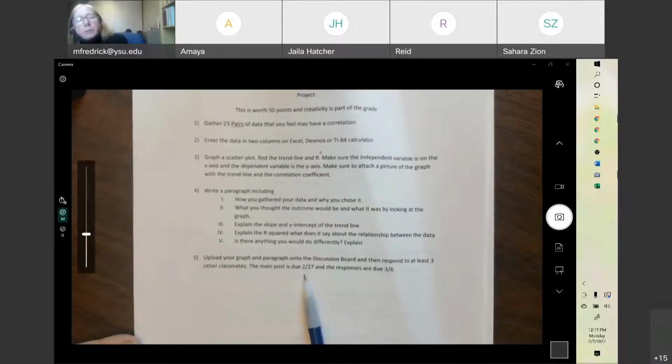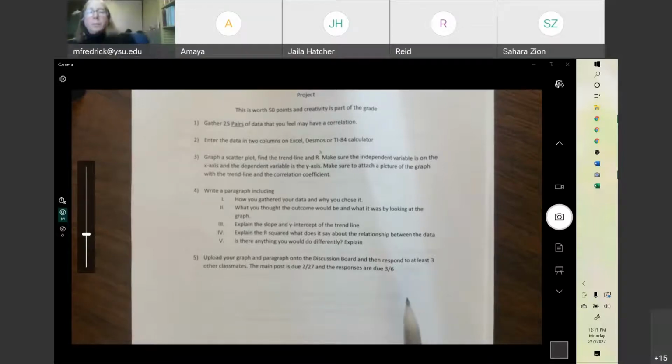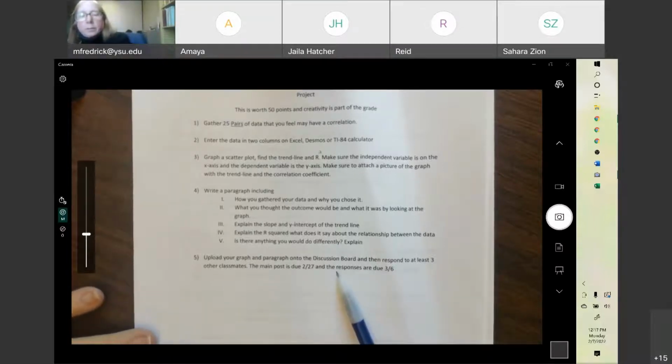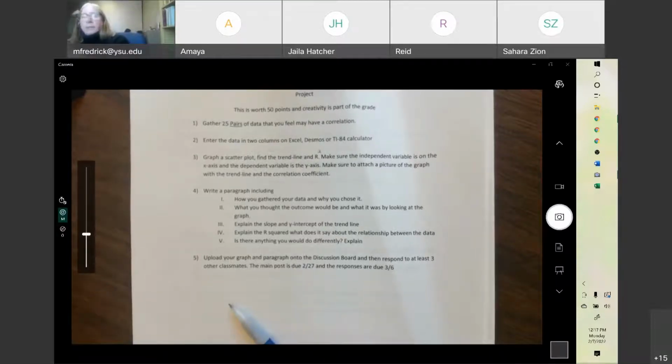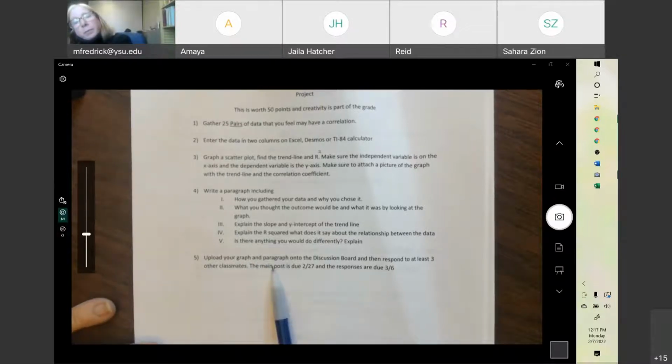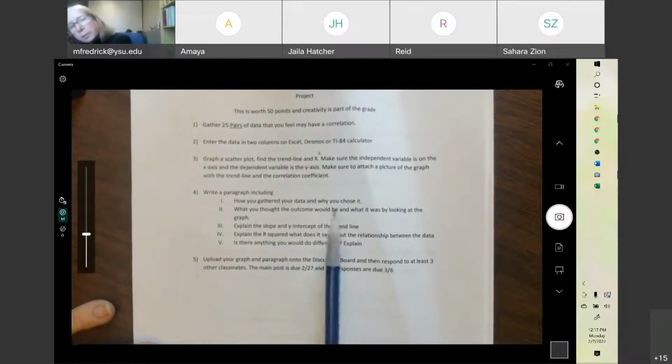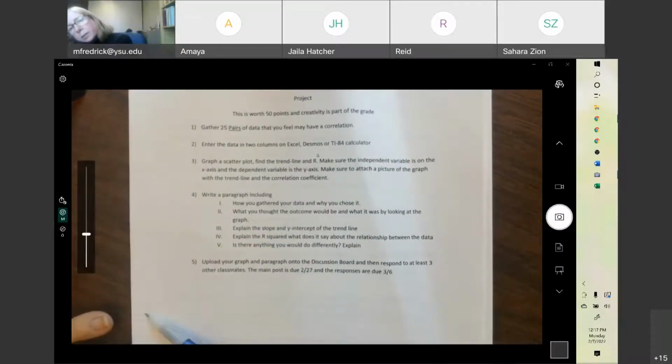That's the main post. That way, then the following week, you respond to, I think I said 3 people. And the responses are due the following week. That way, if someone turns it in at the end of the day on the 27th, you're not rushing to find things to look at and respond to. So it will be uploaded to a discussion board. Just the project, not the homework. Homework's just to make sure you're starting it and that what you're doing is going to work. Any questions on that?